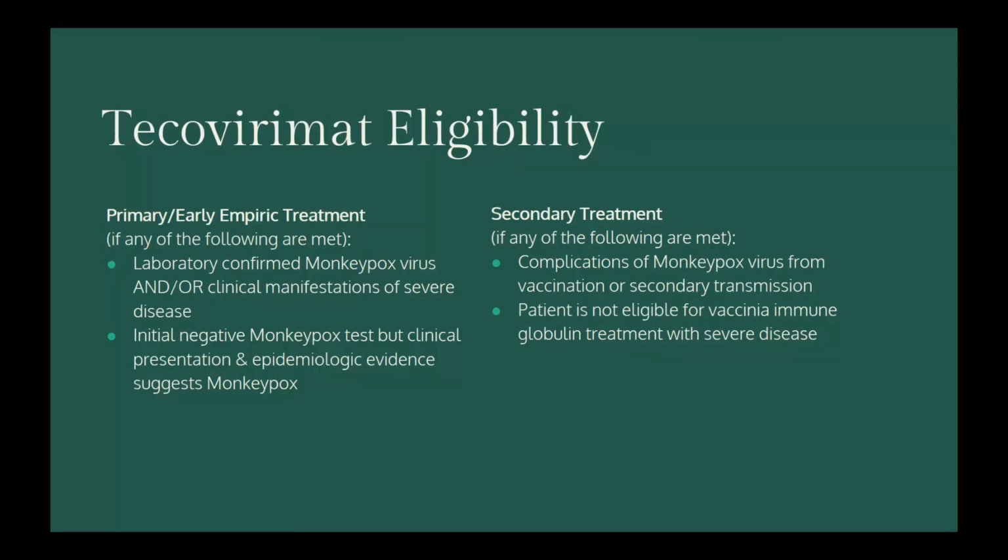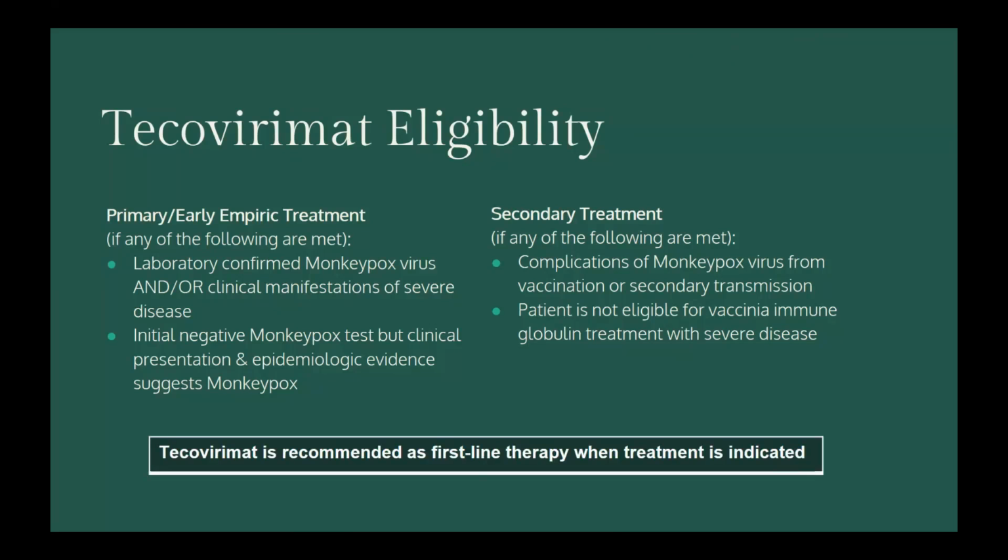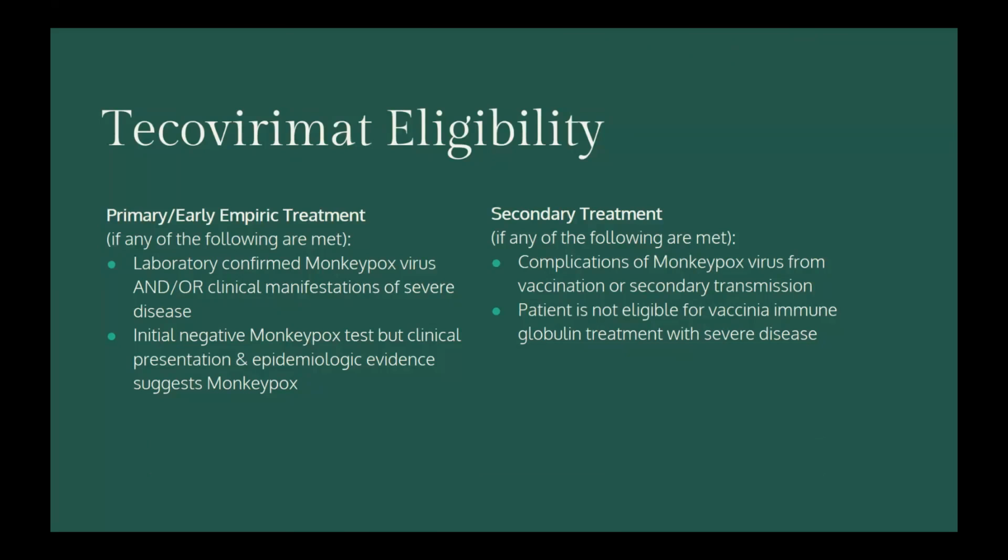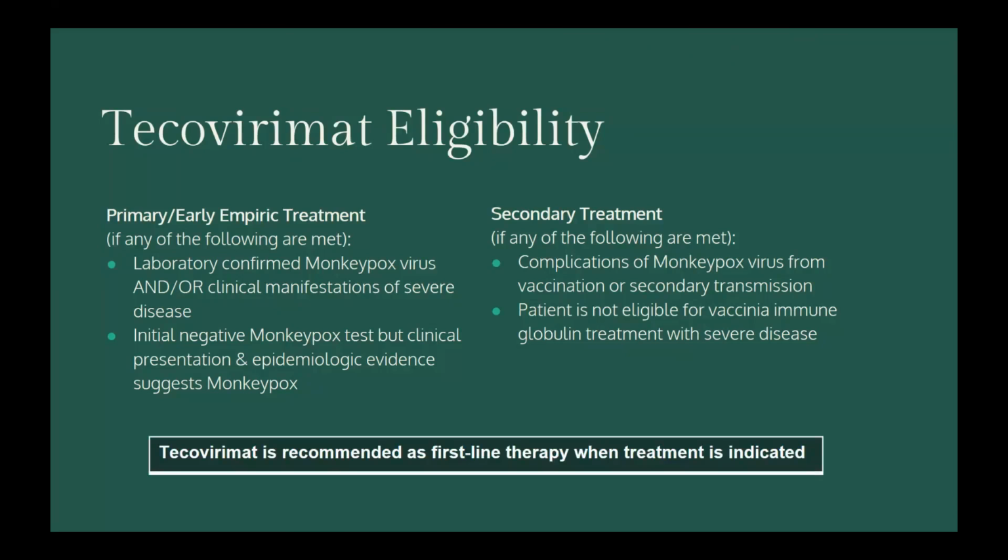Secondary treatment is indicated in any of the following for complications of monkeypox virus from vaccination, secondary transmission, or other exposure. So this is where if you've had contact with another person who got a live vaccine and developed a serious reaction to it, which we'll talk more about later. And then if a patient is not eligible for the vaccine immune globulin treatment too. So overall, Tecovirimat is recommended by the CDC right now as first-line therapy for treatment of severe monkeypox infections or patients at risk for developing severe monkeypox disease.